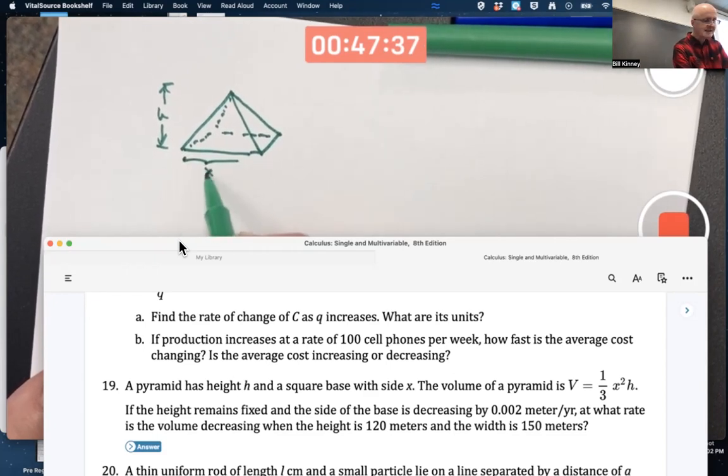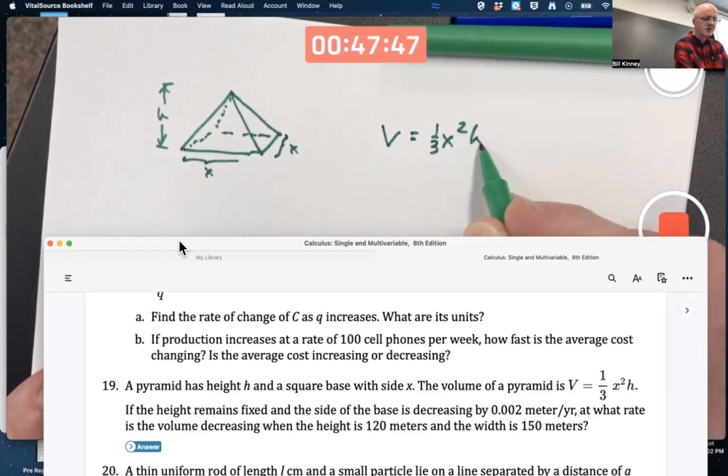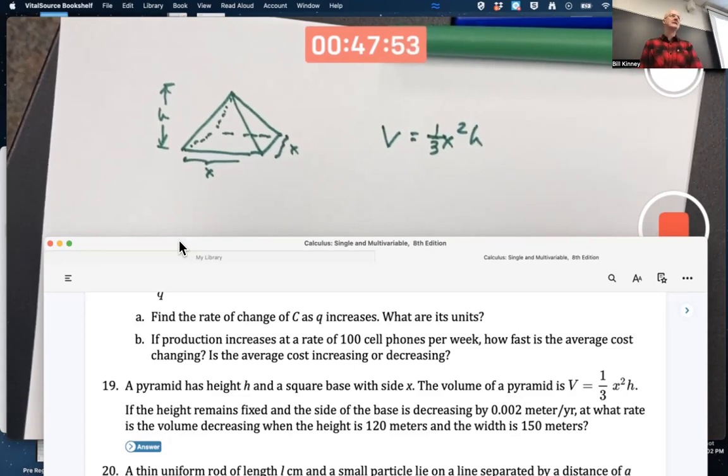And the base is x, and it is a square base, so it's x all the way around. The volume is 1/3 x squared h. That is the volume of such a pyramid. X squared h would be the volume of a box shape with base x and height h. It turns out when you make box shapes into pyramid shapes, you do need to multiply by 1/3. That happens with cones as well, where you take the volume of a cylinder and multiply by 1/3 to make a cone.